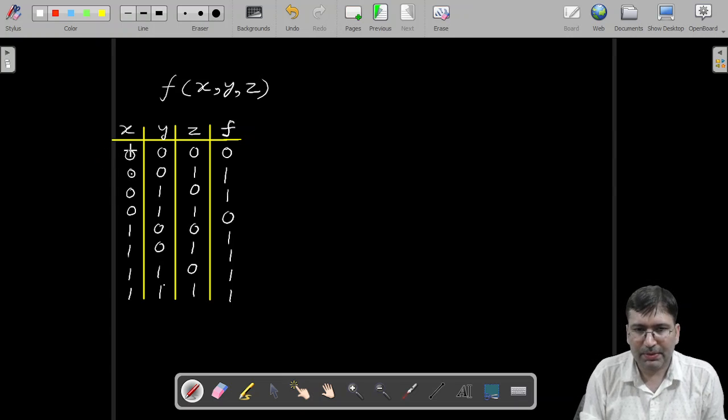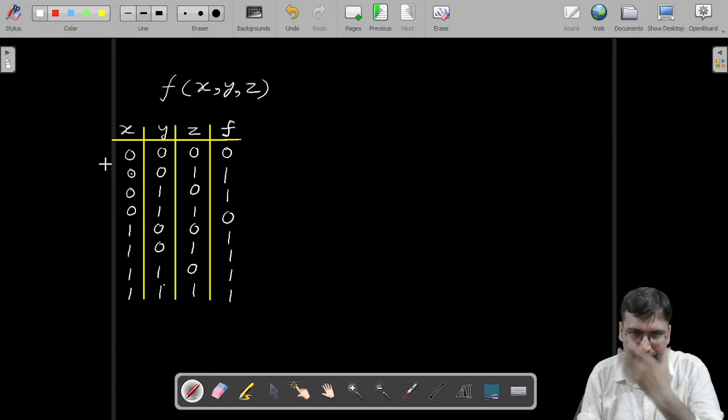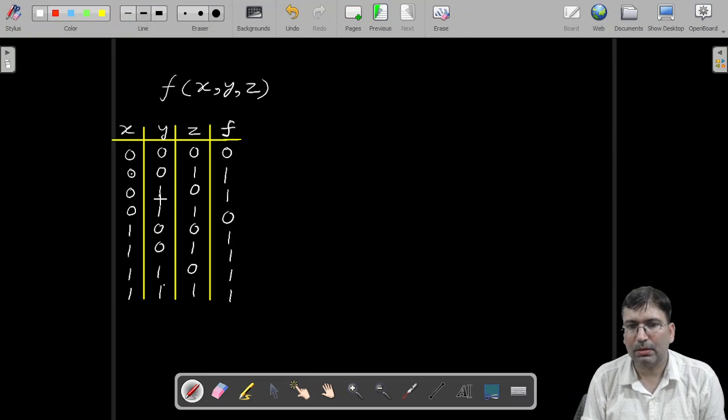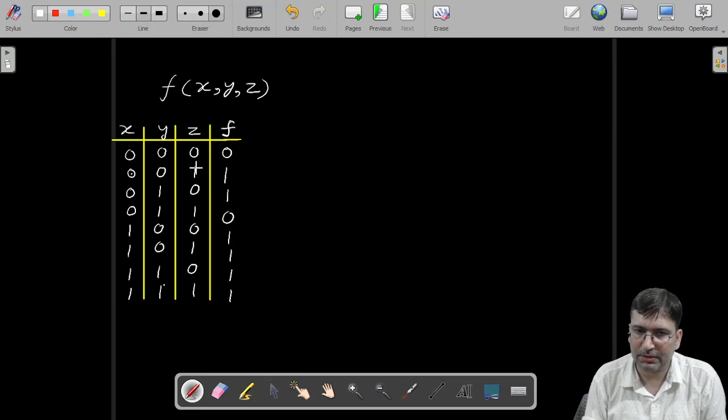Now generally what we represent in min term or sum of product term, we represent 0 as bar. So if I want to represent this 0, that means it is x bar. Okay, if it is 1, we will represent 1 as x only, right? Here 0 represents y bar or y complement, and this 1 represents y only. Similarly, this is z and 0 represents z bar.